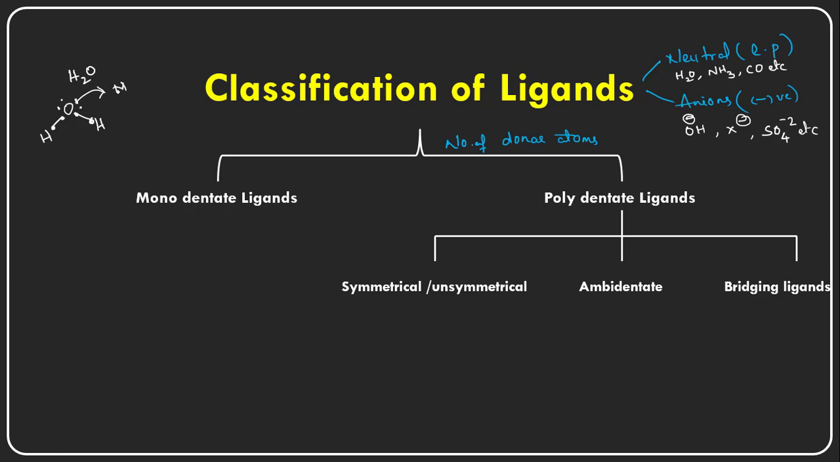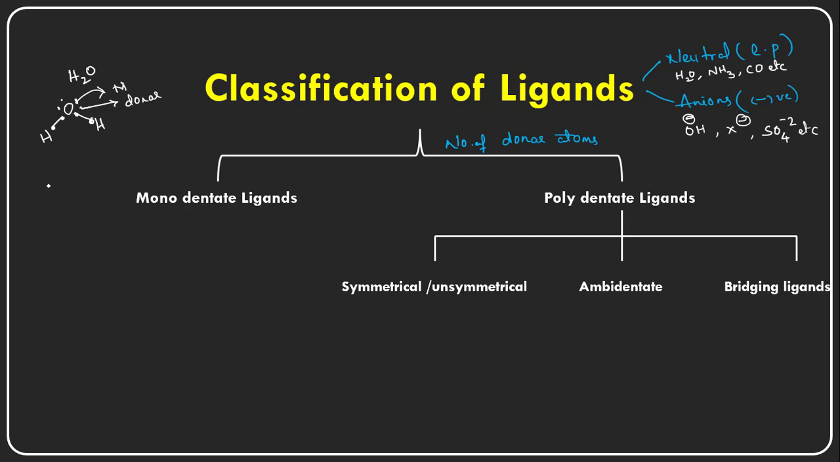This oxygen is called a donor atom, because only oxygen, not the hydrogens, is donating. In this molecule only oxygen is donating the pair of electrons to the central metal cation. That is the reason it is called a donor atom.